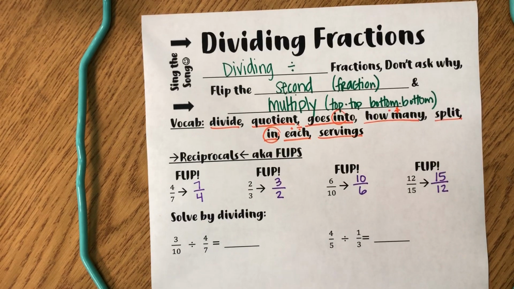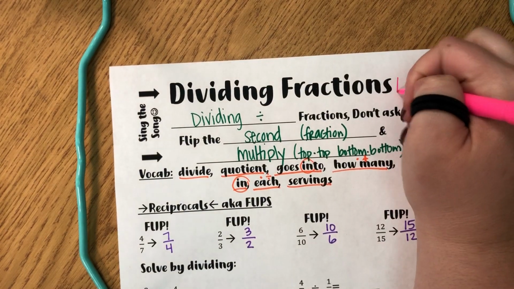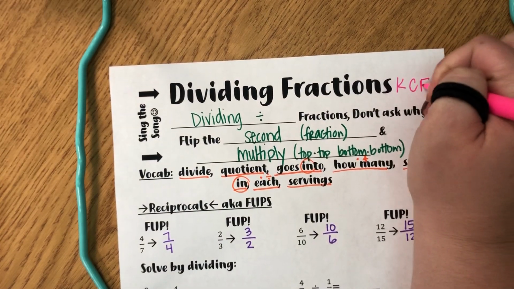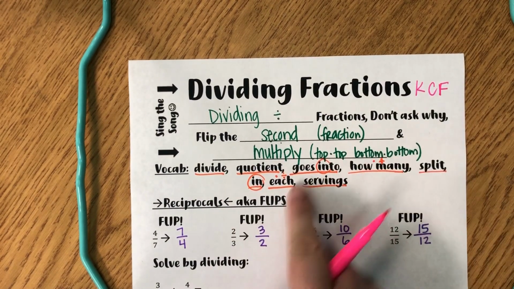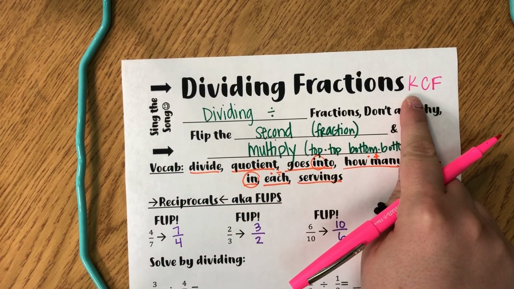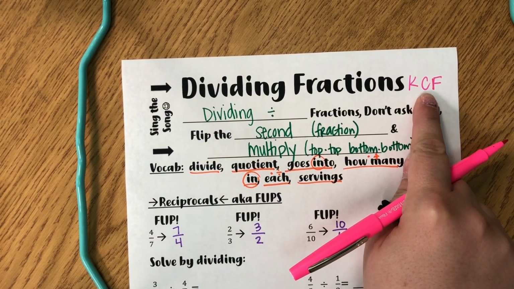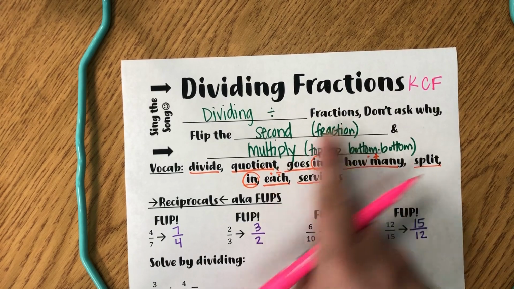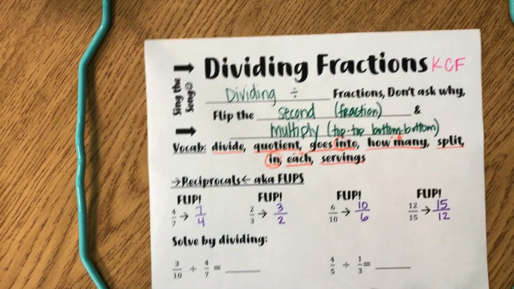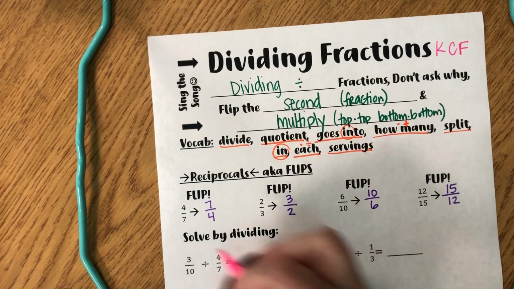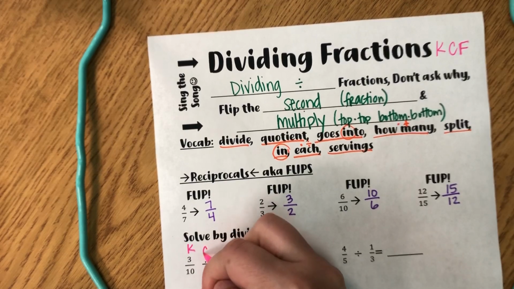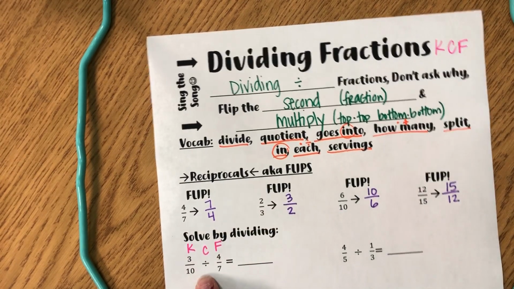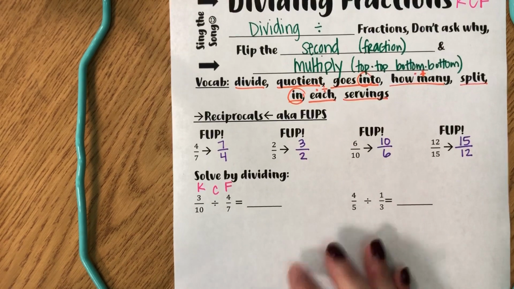All right, so we are going to divide. Like I said, our rule for dividing fractions is keep, change, flip, and that's just what this song says. We're going to keep our first number, we're going to change our sign to multiplication, and we're going to flip that second fraction over. I'm going to write my KCF on top of my division problem. I only use this with division.